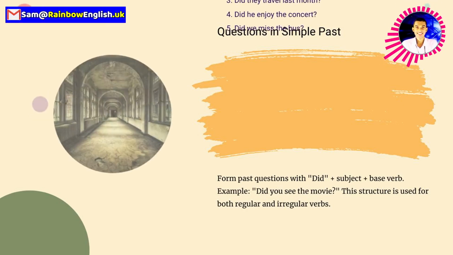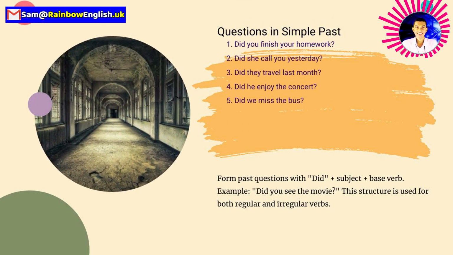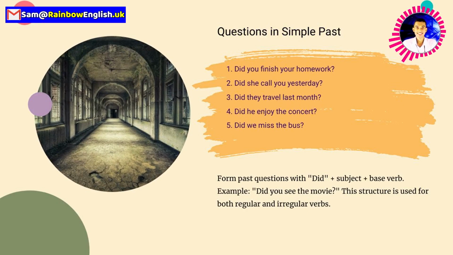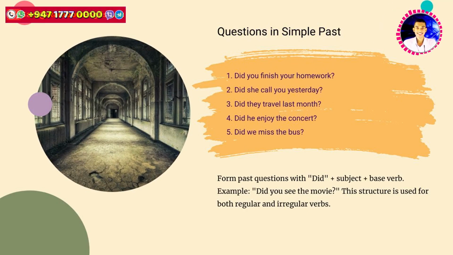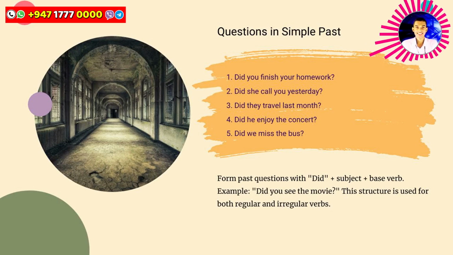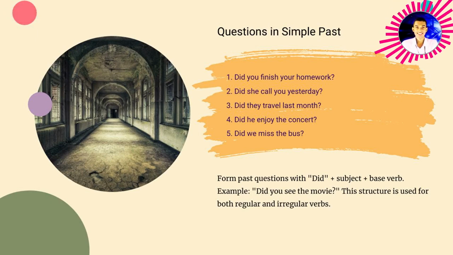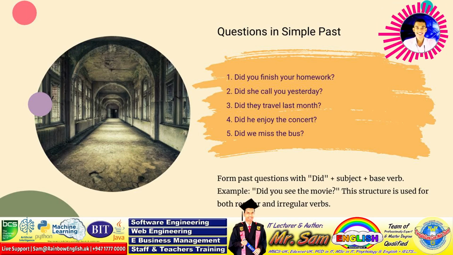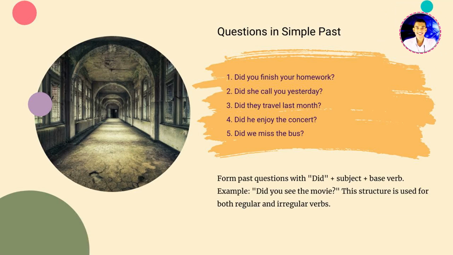To ask questions in the simple past tense, use did followed by the subject and the base form of the verb. For example, did you see the movie, or did they arrive on time? The auxiliary verb did indicates that the action is in the past, and the main verb stays in its base form. This structure is used for both regular and irregular verbs. Asking questions in the simple past is essential for gathering information about past events. Let's look at some example questions.